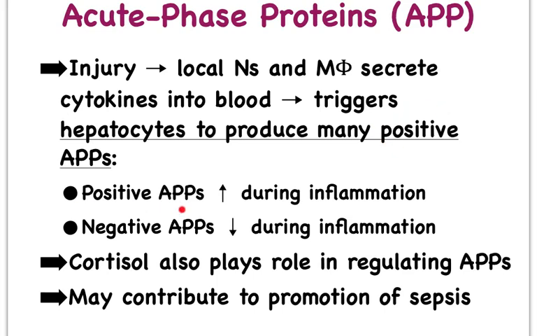So positive acute phase proteins actually increase during inflammation. So positive goes with the arrow up. Negative APS also exist. They decrease inflammation. Of course, we're going to primarily focus on those that promote inflammation. That is the positive APS. Cortisol can actually play a role in regulating APS. Remember how cortisol is one of the hormones that decreases inflammation and decreases the immune response. And these AP proteins can play a very important role in increasing the chance of sepsis.